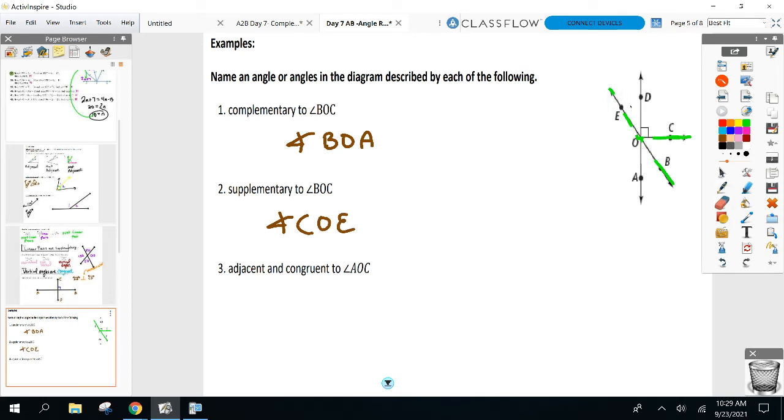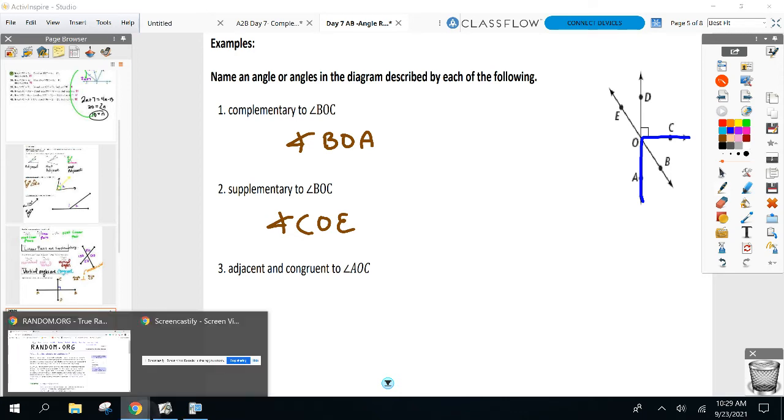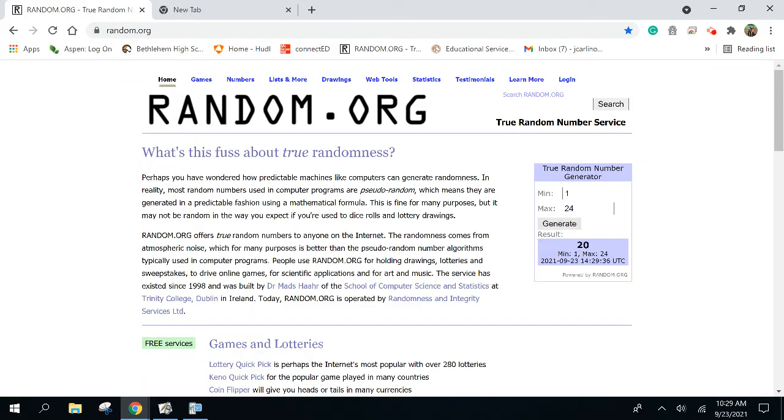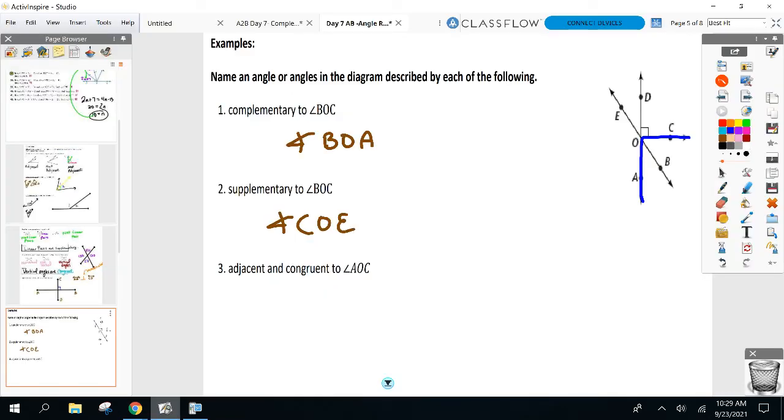And final one. Adjacent and congruent to AOC. Here's AOC. It's got to be adjacent and congruent to it. Name that angle. 20. Addie, back to you. Redemption. So it's got to share a vertex and a side and be the same measure as angle AOC.